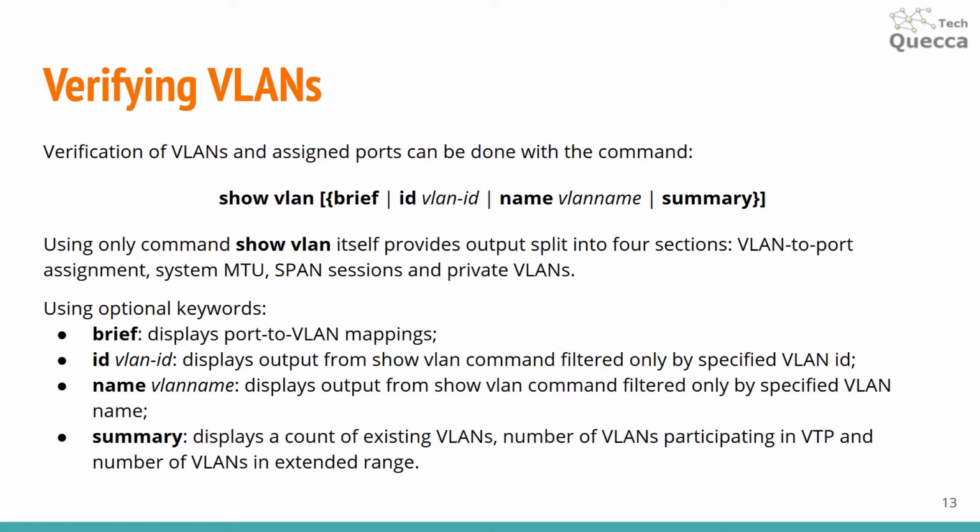These optional keywords are the following. For example, if you use brief, it will display short port to VLAN mappings. If you use id and a VLAN ID, then the system will display output from the show vlan command filtered by the specified VLAN ID. If you use name and then a VLAN name, the system will display output from the show vlan command filtered only by the specified VLAN name. So you can use either the VLAN ID with the id optional keyword, or you can use the VLAN name with the name optional keyword. Summary displays a count of existing VLANs, the number of VLANs participating in VTP, and the number of VLANs in extended range.